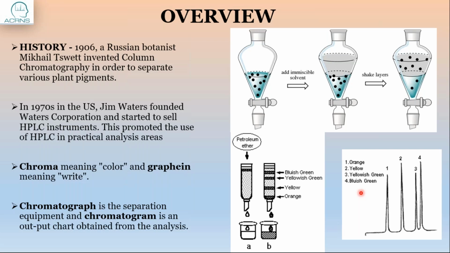Chroma means color, graphein means to write. A chromatograph is a collection of equipment, and a chromatogram is an output chart obtained from the analysis.